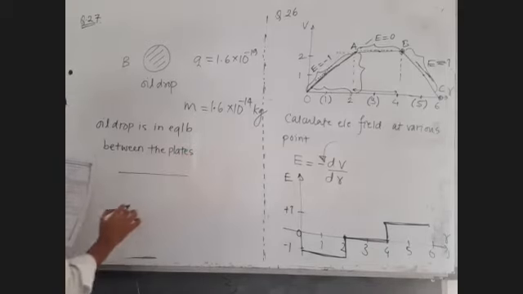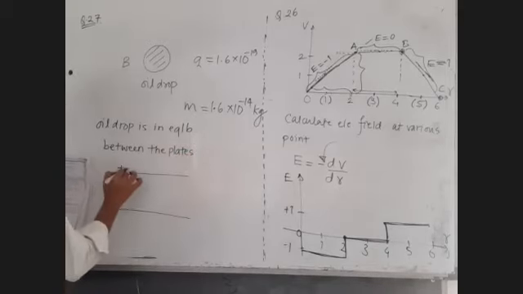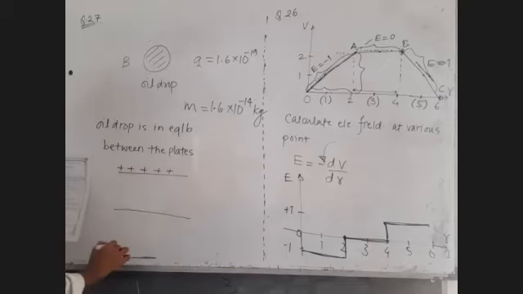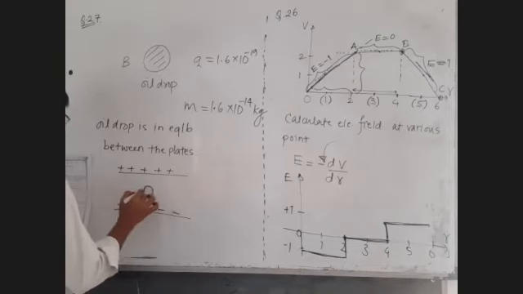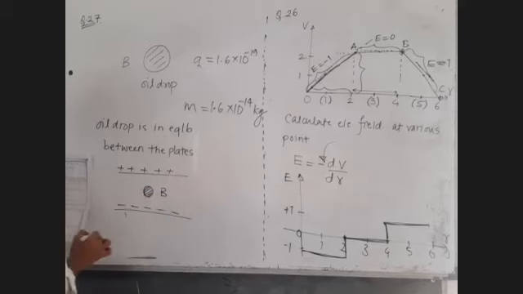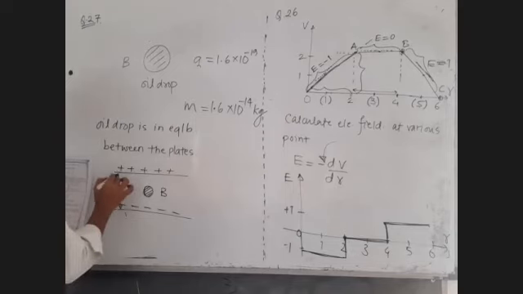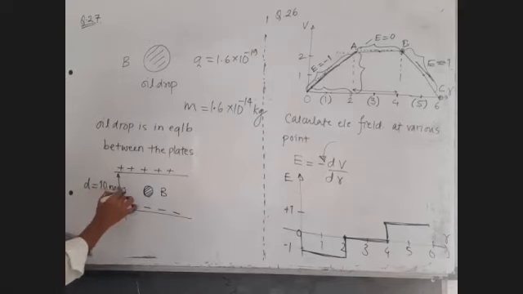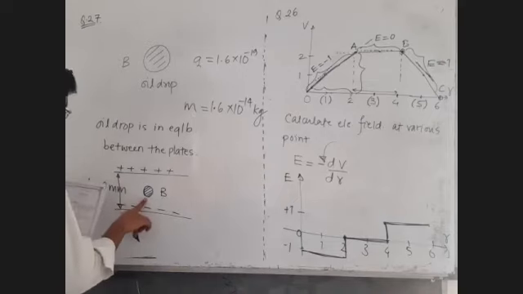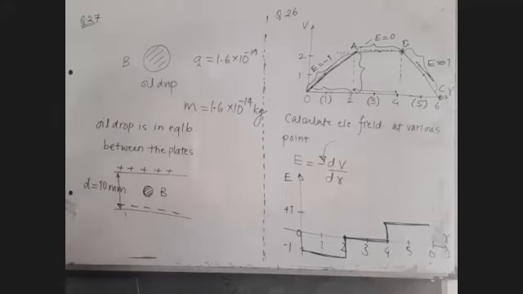The plate arrangement is already given in the question. This is a positively charged plate. This is a negatively charged plate, and the oil drop is here. This is the oil drop, its name is B. The distance between these two plates is given as 10 millimeter. This oil drop is in equilibrium position, which means net force on the oil drop is equal to 0.